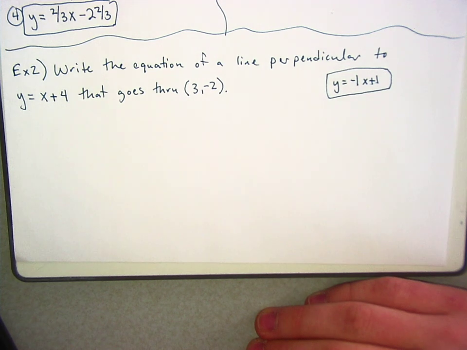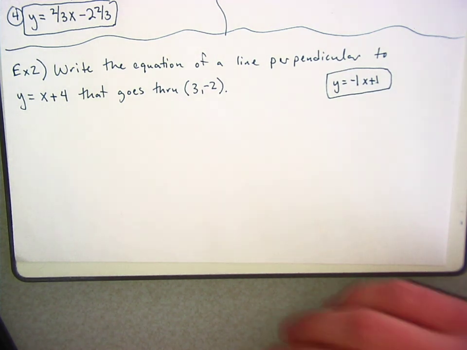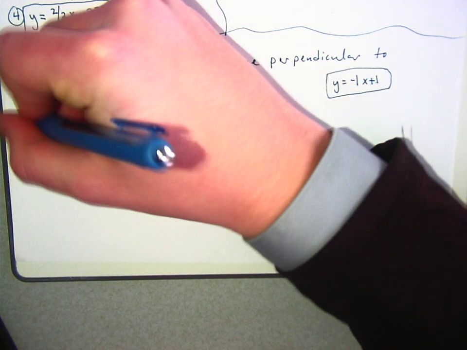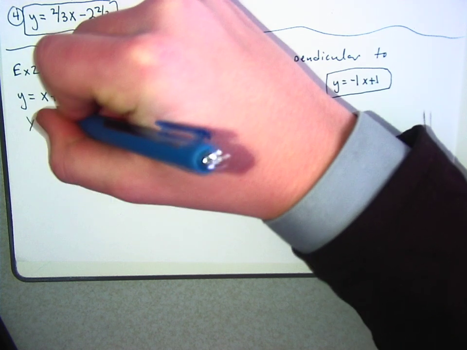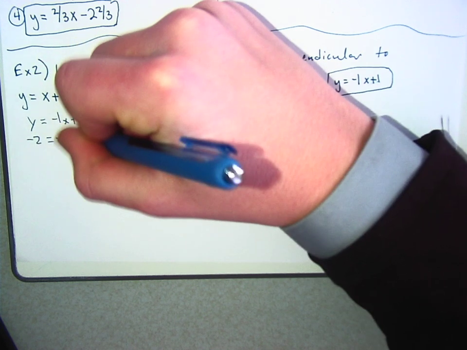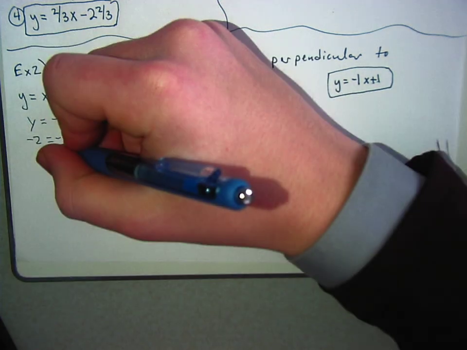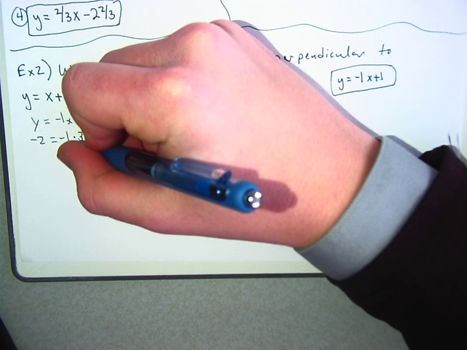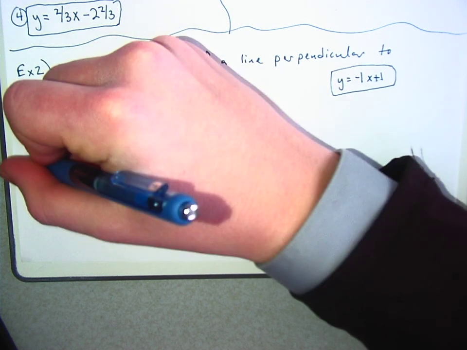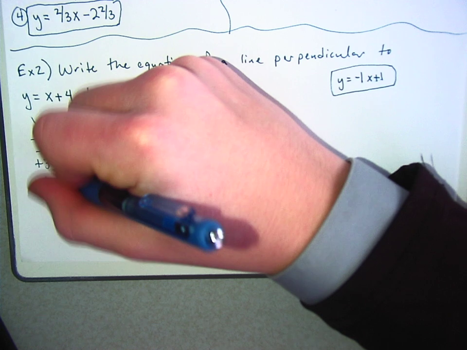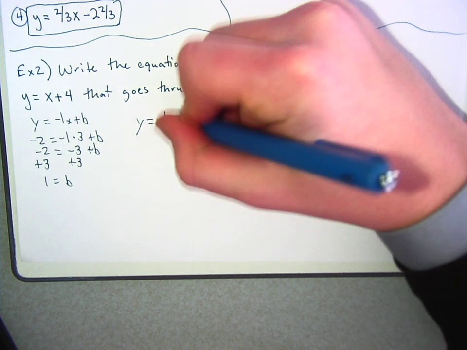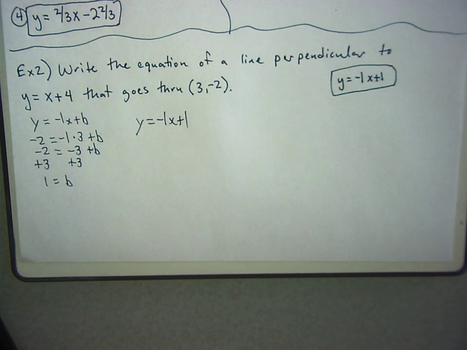Alright, so you're gonna flip, and you get -1 as your slope, and then you would end up plugging in your points. -2 equals -1 times 3 plus b. And then multiply and solve. So -2 equals -3 plus b, and then add 3 on both sides, and you get b equals 1. And then rewrite y equals -1x plus 1. Perfect. Easy peasy. Number 3.